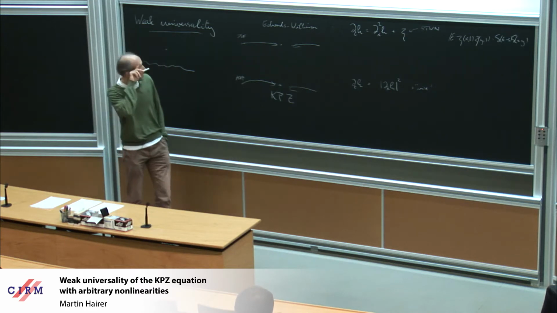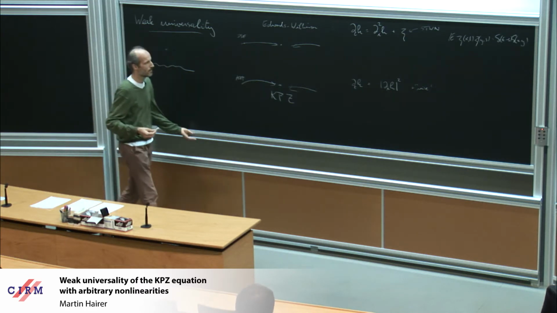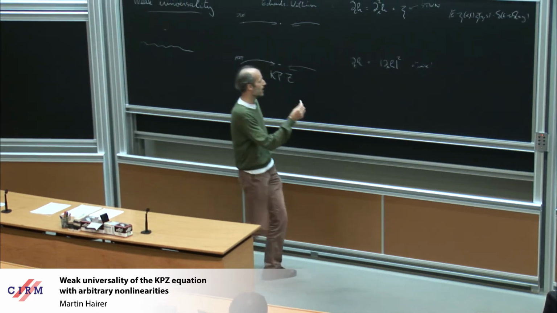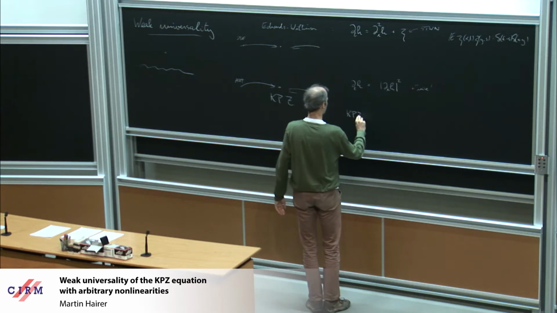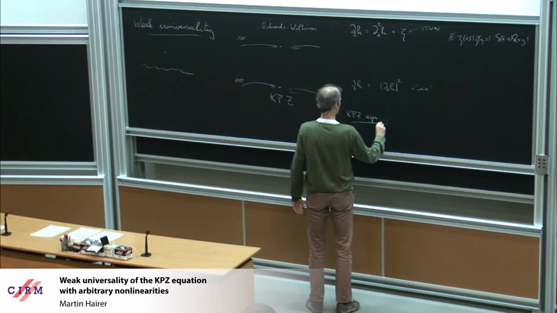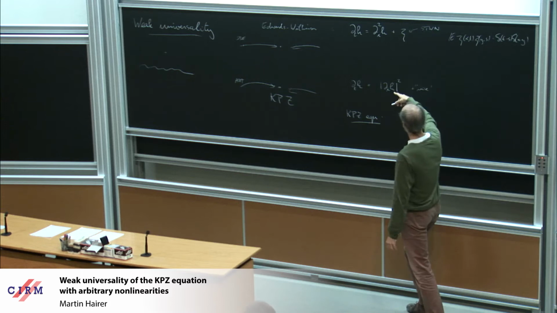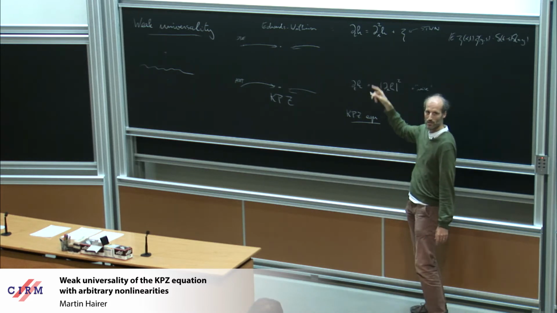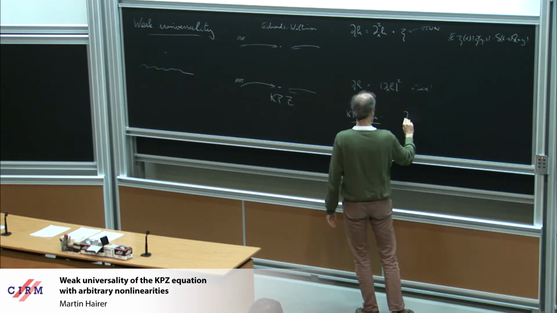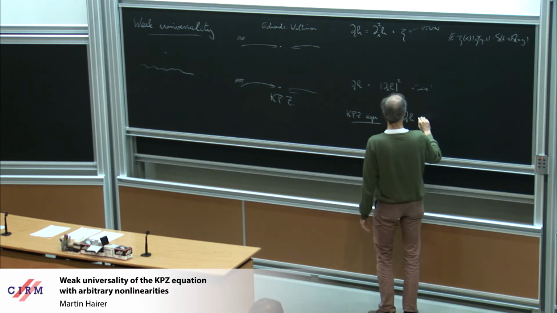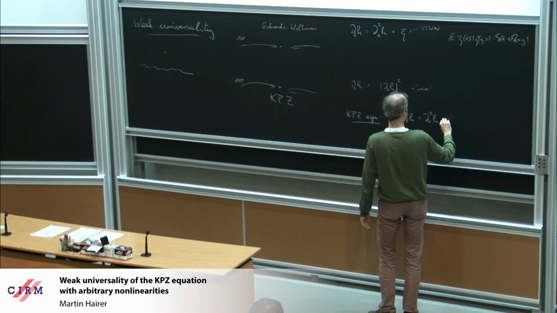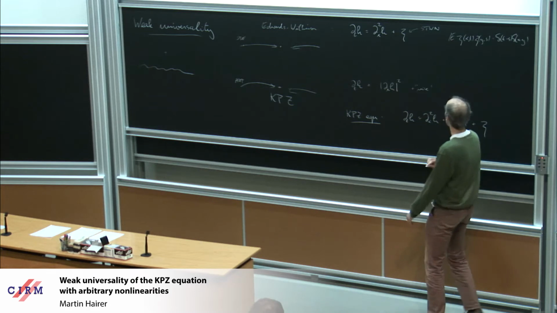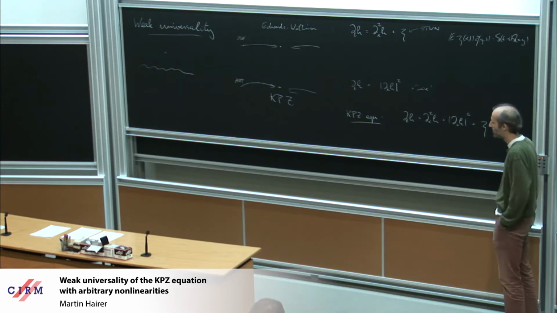And now, what role does the KPZ equation play in this picture? So the KPZ equation is sort of the equation that interpolates between these two. Okay, so formally, it's the equation ∂_t h = ∂_x² h + (∂_x h)² + ξ, again with space-time white noise.